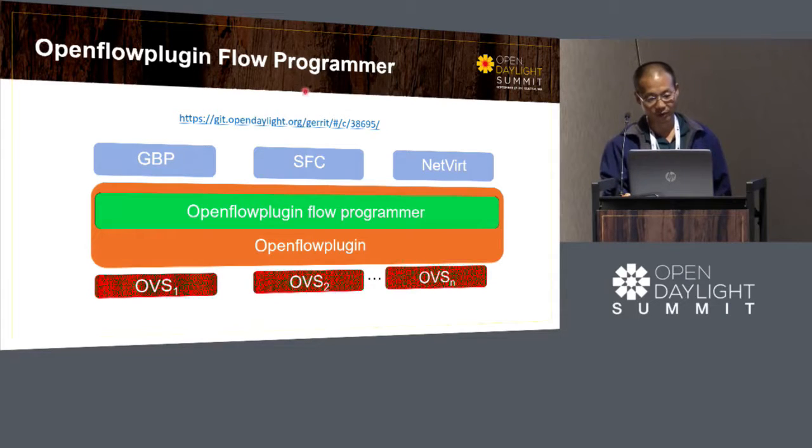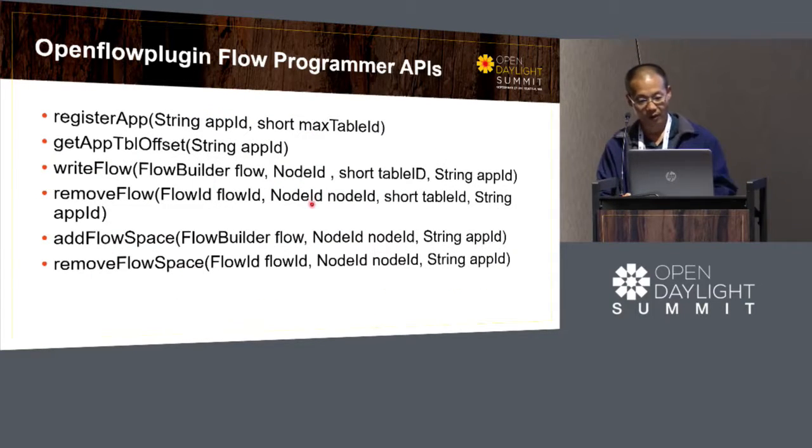Here is the OpenFlow plugin Flow programmer. I implemented it inside our OpenFlow plugin. It's an OpenFlow plugin feature. Each project can call these Flow programmer APIs to program OpenFlow. Here are the Flow programmer APIs. If an application wants to fix the multi-writer issues, it should call these APIs.